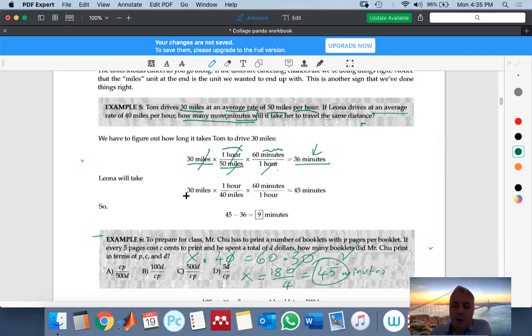Now 30 miles for the second one, for Leona. 30 miles, since it says same distance, multiplied by her rate, 40 miles per hour. So 40 per hour, 1 hour. In 1 hour, I have 60 minutes. So miles cancel miles, hours cancel hours. When I simplify, 30 times 1 times 60 divided by 40 will be 45 minutes. So the difference between them is 45 minus 36. That's it. Okay, question?